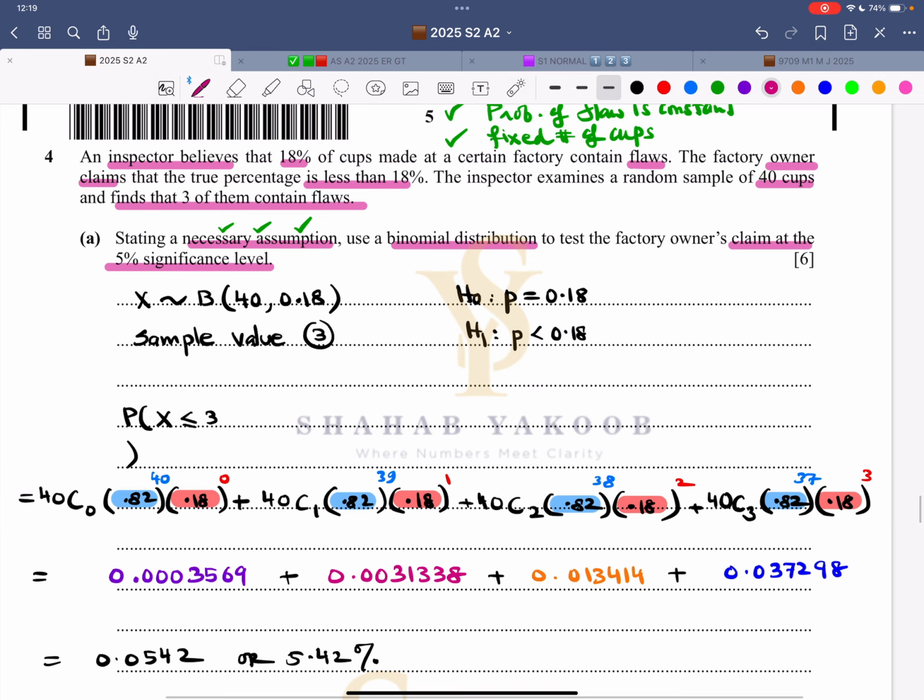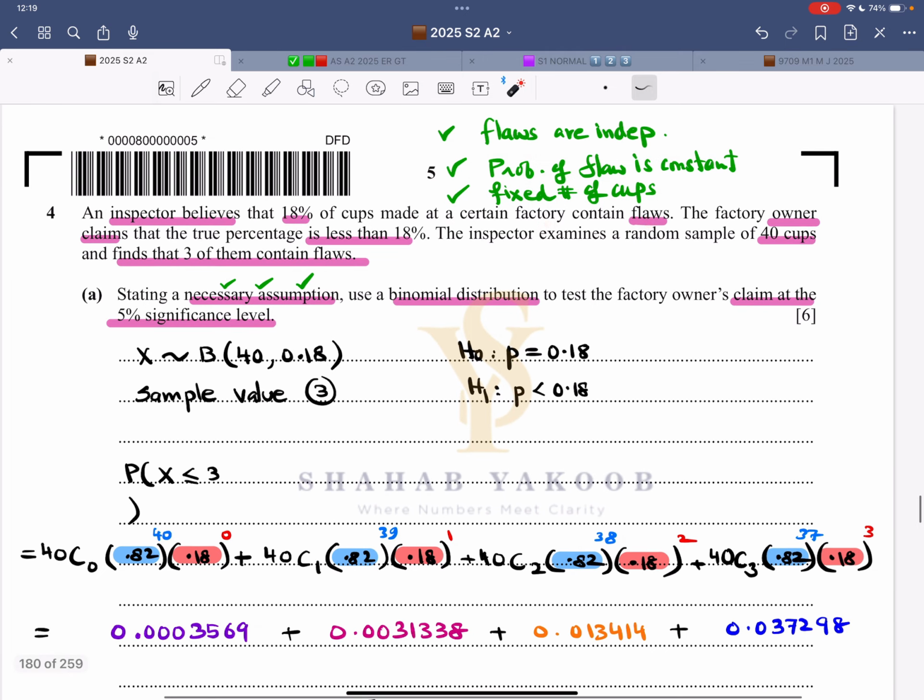Now it says an inspector believes that 18% of the cups at a certain factory contain flaws. The factory owner claims that the true percentage is lesser. Now it's kind of different. Usually, the factory owner makes a claim, and that inspector is giving the alternative hypothesis. This time it's different. The inspector examines a random sample of 40, finds that 3 of them contain flaws. That is the sample value. And over here, stating a necessary assumption, use a binomial, test the factory owner's claim at the 5% significance level.